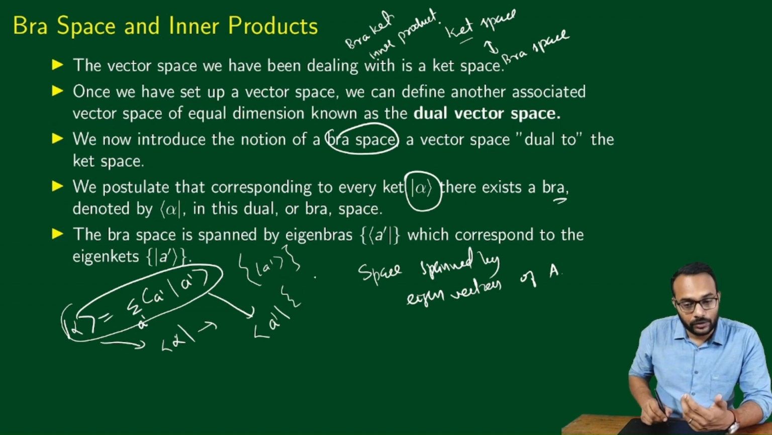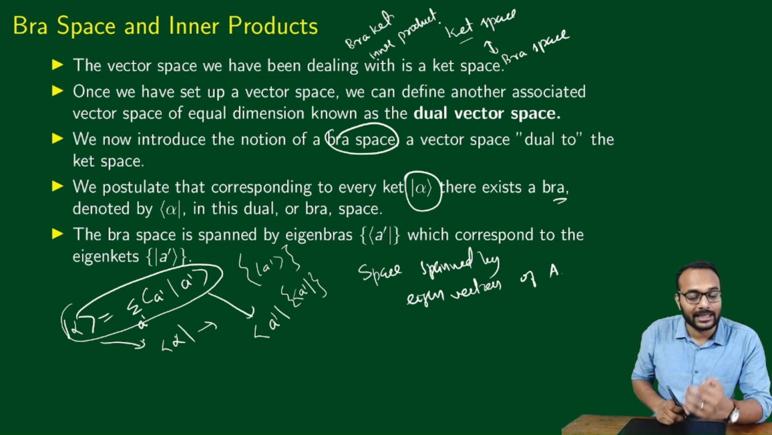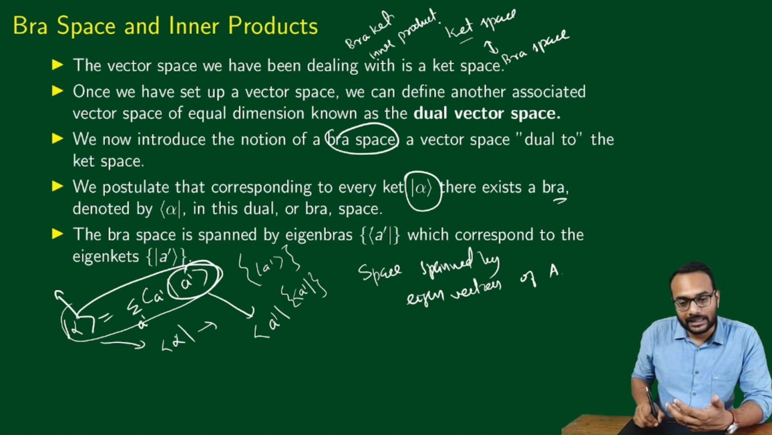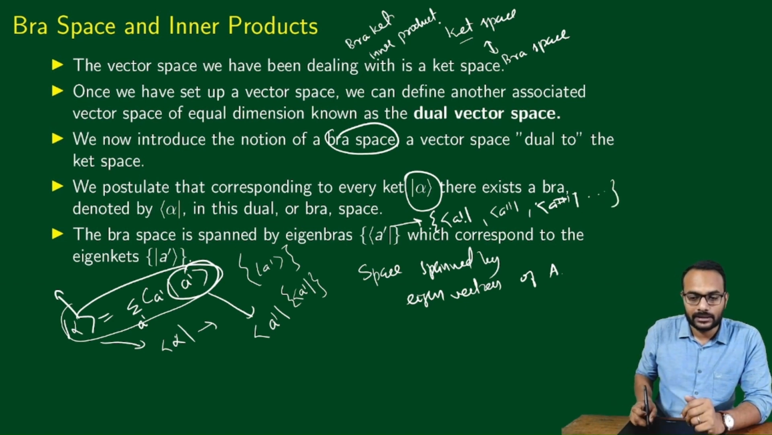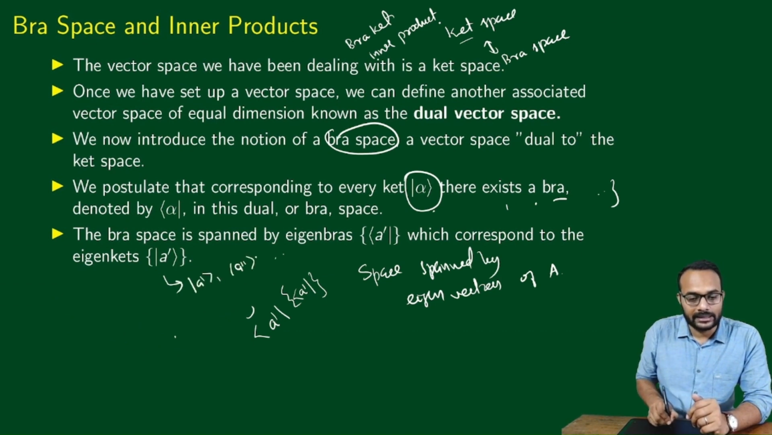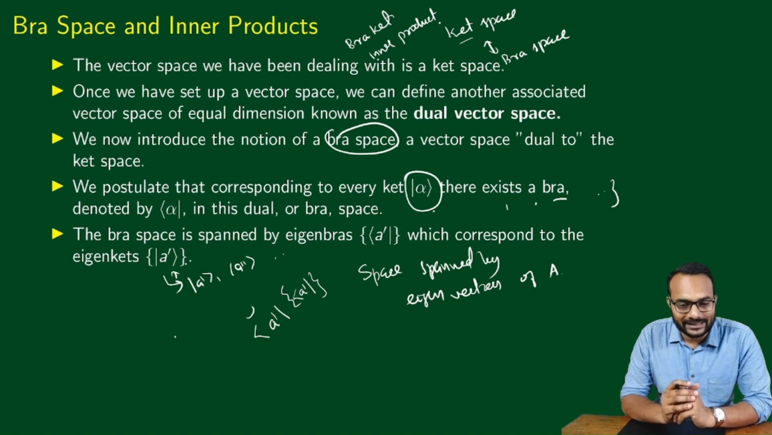Now the dual vector space can be thought of as being spanned by the eigenbras instead of the eigenkets. We are allowed to do this because we have postulated that corresponding to every ket there is a bra. So corresponding to each of these kets, there is a bra. We can think of the bra space as being spanned by the eigenbras. This set is the set of all the eigenbras, A prime, A double prime, A triple prime, and so on, which correspond to the eigenket set A prime, A double prime, etc. This was a shorthand notation for the set of all the eigenkets of the operator A.